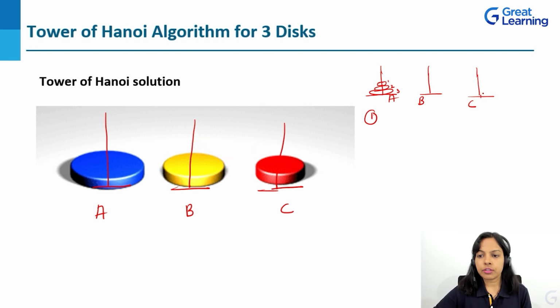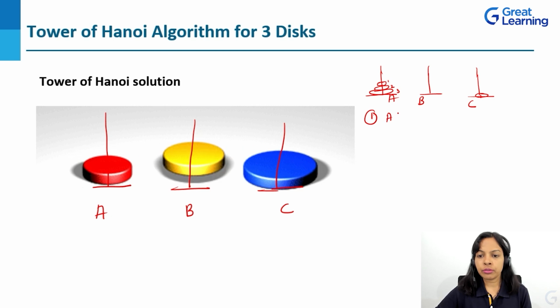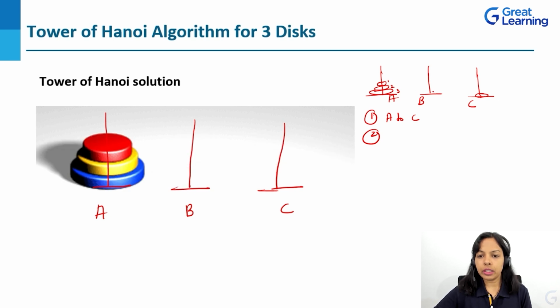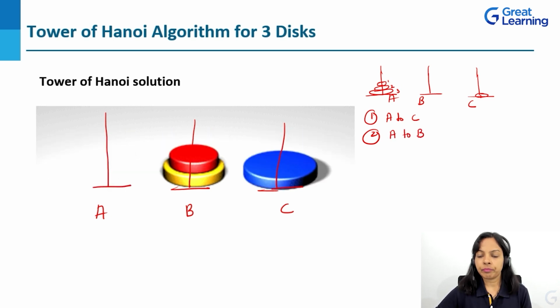Okay, this will be shifted to C. So from A to C is the shifting. Next, I have to shift the second one to B, the second smallest one. So again, the shifting is from A to B.